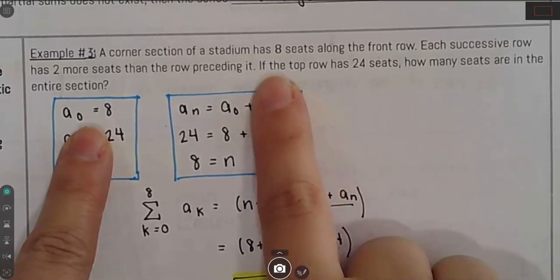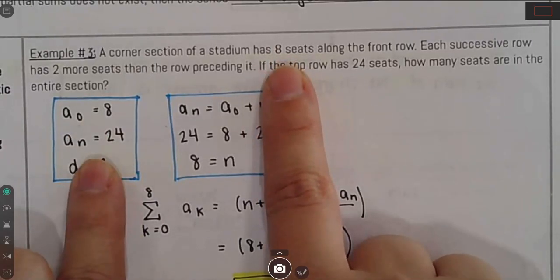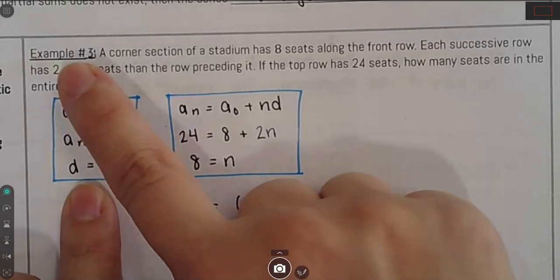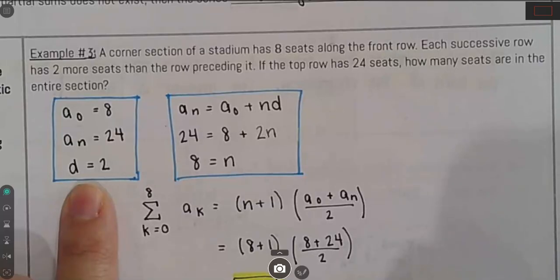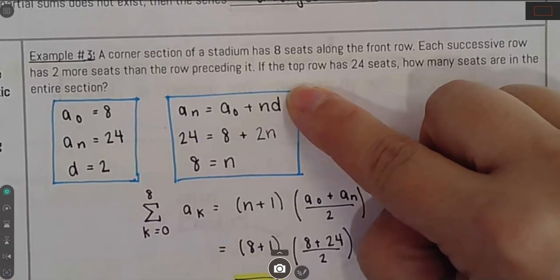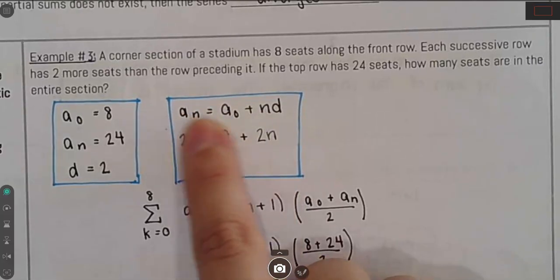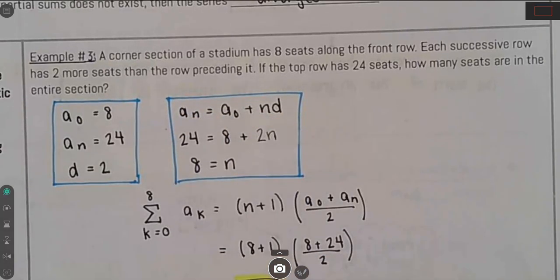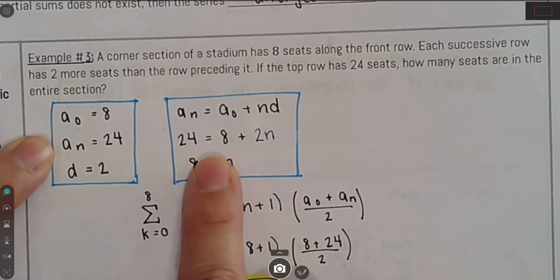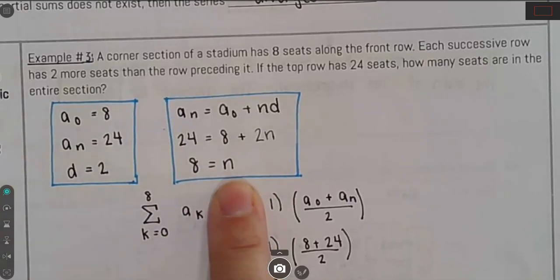So our initial value is 8. That's the front row. And the final value, the top row, is 24. And it says the common difference is 2 because it increases by 2 with each row. So using that information, we can come up with an explicit formula. A sub n equals a naught plus nd. That's the formula for an explicit rule. I'm going to plug in these values. This gives me 24 equals 8 plus 2n. Solve for n, and we find out that n equals 8.